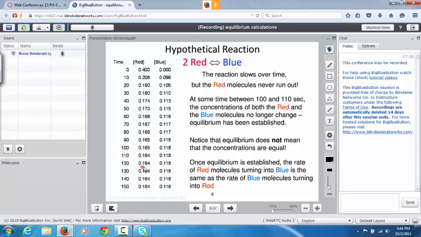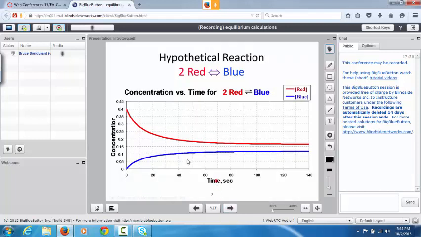It doesn't mean that nothing is happening. It just means that blue is turning to red at the same rate that red is turning to blue. And you can think of this as a graph. Your red decreases in concentration while your blue is increasing. But as the blue increases, the rate of blue turning into red also increases because you have more reactant. As red decreases, the rate of red turning into blue decreases because you have less reactant.